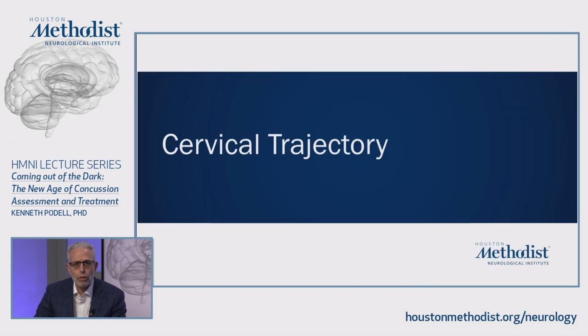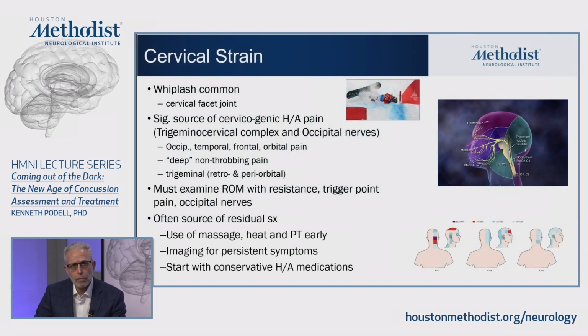Okay? I'm going to go through the trajectories a little bit quickly, but I do want to hit on a couple of points for all of them. So the first one is the cervical trajectory. Whiplash, cervical strain, very, very common in concussions. Areas to pay attention to are occipital and trigeminal headaches and pain. Remember that in a concussion, there is a lot of movement of the head, particularly if it's a weaker neck, such as in female athletes. C1, C2, and C2, C3 are the most common areas that are stressed or strained, and you can irritate the occipital and the trigeminal complex to cause the headaches.